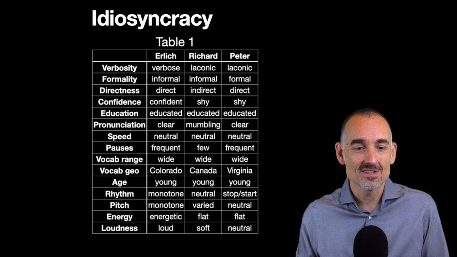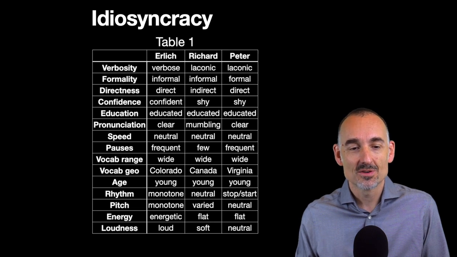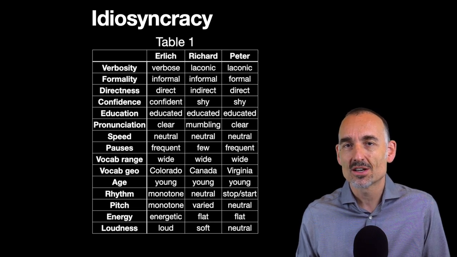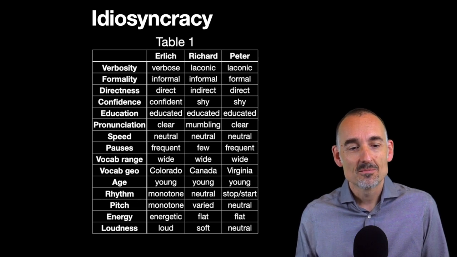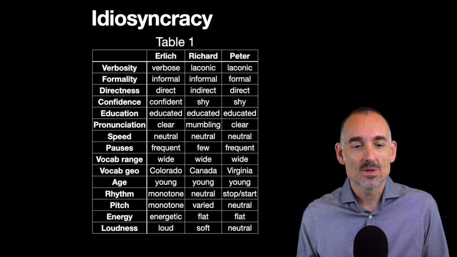Call it the verbosity. So Ehrlich is fairly verbose. Richard is a little bit more laconic, although when he has to defend himself, he's fairly fluent as well. Later, we'll also have the character of Peter. That's for the next clip. Do they speak formally? Do they speak informally? Both here, I would say, are informal.